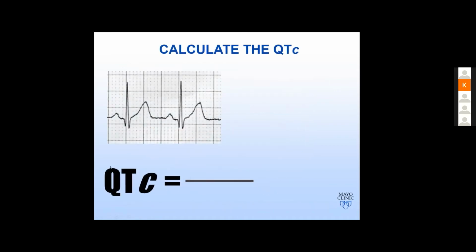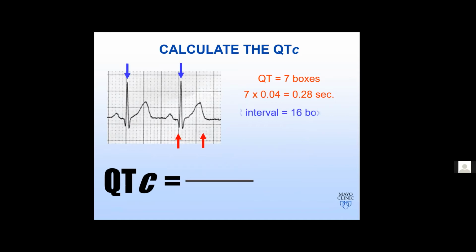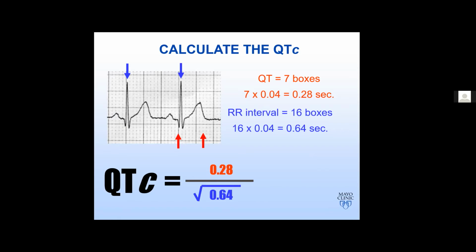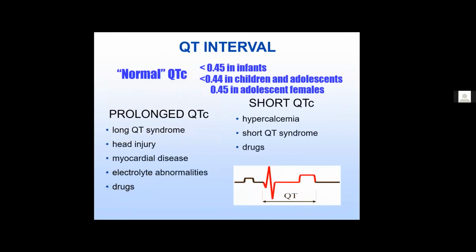So for example, in this ECG, if we look from the start of the Q wave to the end of the T wave, that's 7 boxes. And each box is 0.04 seconds. So we have 0.28 seconds. And then we look at the previous RR interval. In this particular case, it's 16 boxes. And 16 times 0.04 is 0.64. So if you take from the start of the Q to the end of the T, divided by the square root of the previous RR interval, and don't worry, I won't make you do the math, that gives you the corrected QT, okay?